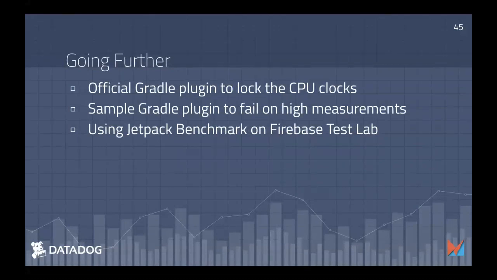If you want to go further, there is an official Gradle plugin to lock the CPU clocks and grab the JSON result from the device. And you can also take a look at our GitHub repository, where we have a Gradle plugin to fail on high measurements. So this is a plugin that grabs the JSON results, parses them, and compares the result with given values. And of course, if you want, you can use Jetpack Benchmark on the Firebase Test Lab, and that way you can get a pool of devices to use it.